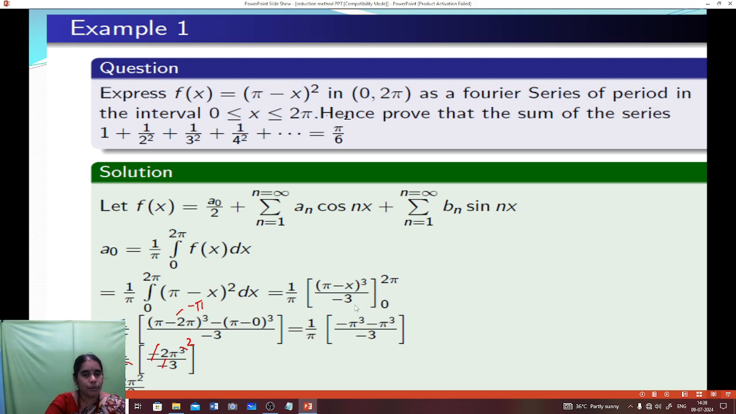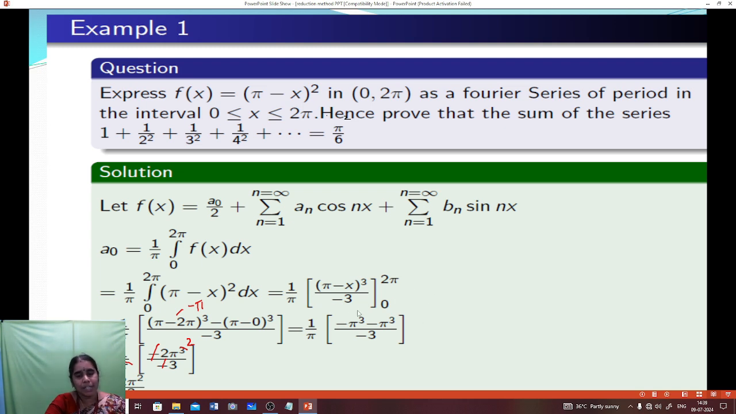We are using the formula of integral of x power n equals x power n plus 1 by n plus 1, by using that formula. And then the limits 0 to 2π. Next, we have to substitute our limit.